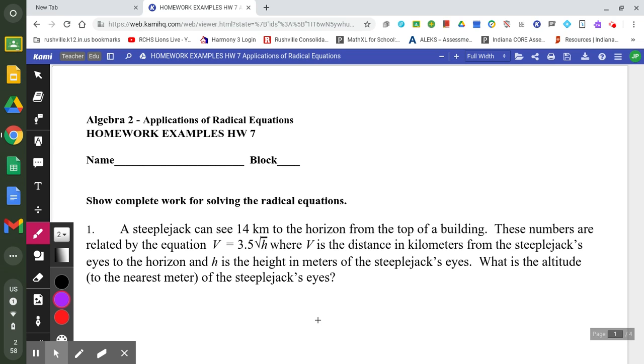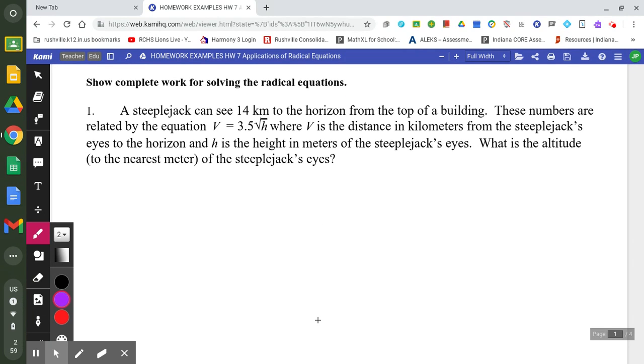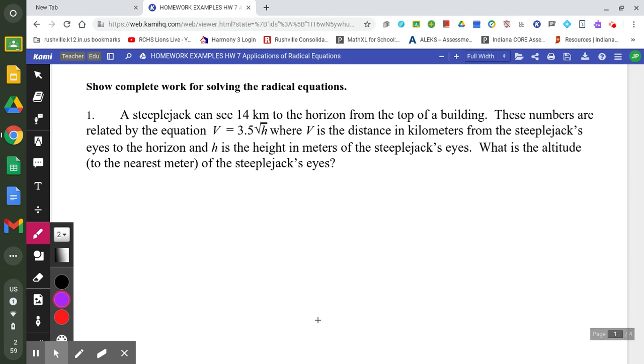This video is going to work out some homework examples from homework 7 that is called Applications of Radical Equations. So the first problem that you will see will be something like: a steeplejack can see 14 kilometers to the horizon from the top of a building. These numbers are related by the equation V equals 3.5 times the square root of h, where V is the distance in kilometers from the steeplejack's eyes to the horizon, and h is the height in meters of the steeplejack's eyes. What is the altitude to the nearest meter of the steeplejack's eyes?